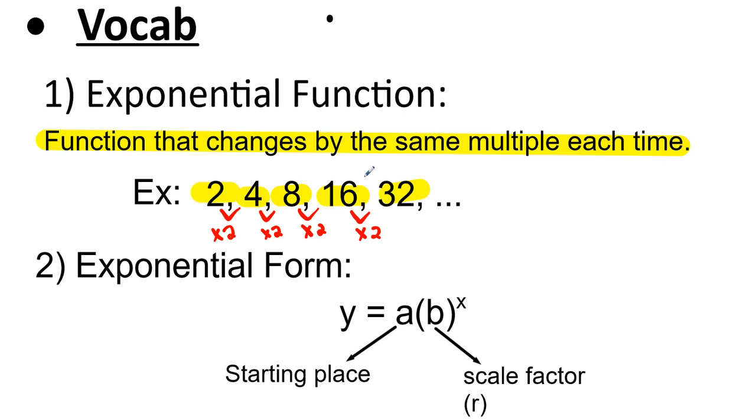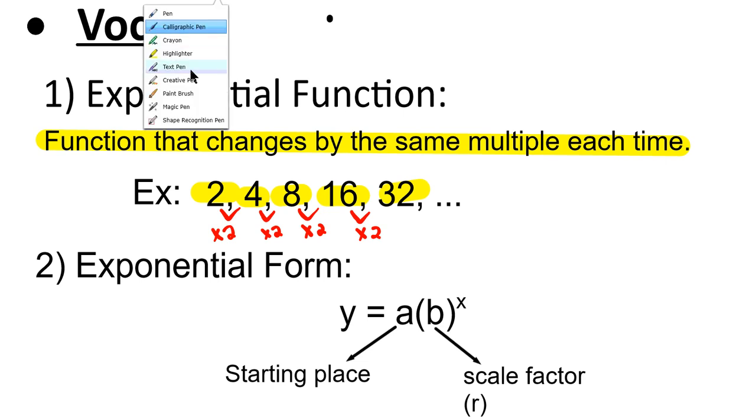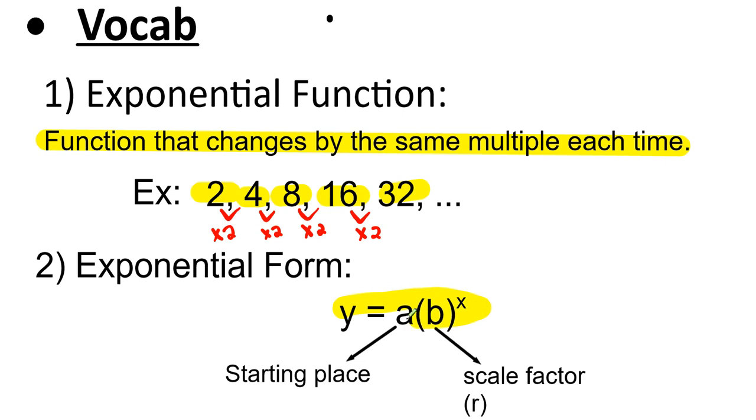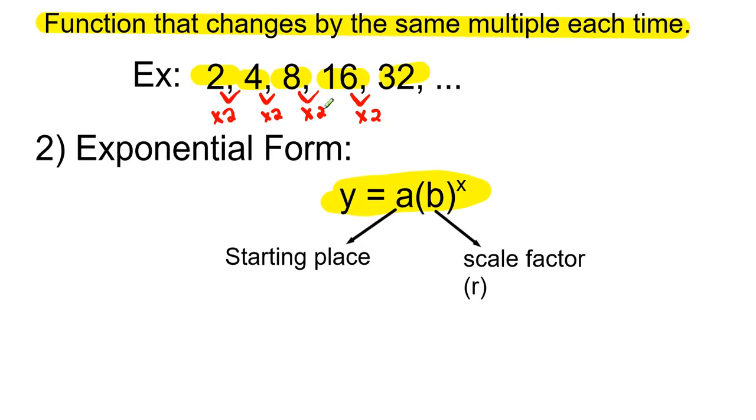The form for an exponential function is, let me get my highlighter back, this guy right here. Y equals a parentheses b to the x power. Both the a and b are going to be key features. The a value is your starting place, also known as your y-intercept. The b value is your r value, which is called your scale factor. It's what you're multiplying by. Okay, so all you need is those two things, and we can actually graph them.